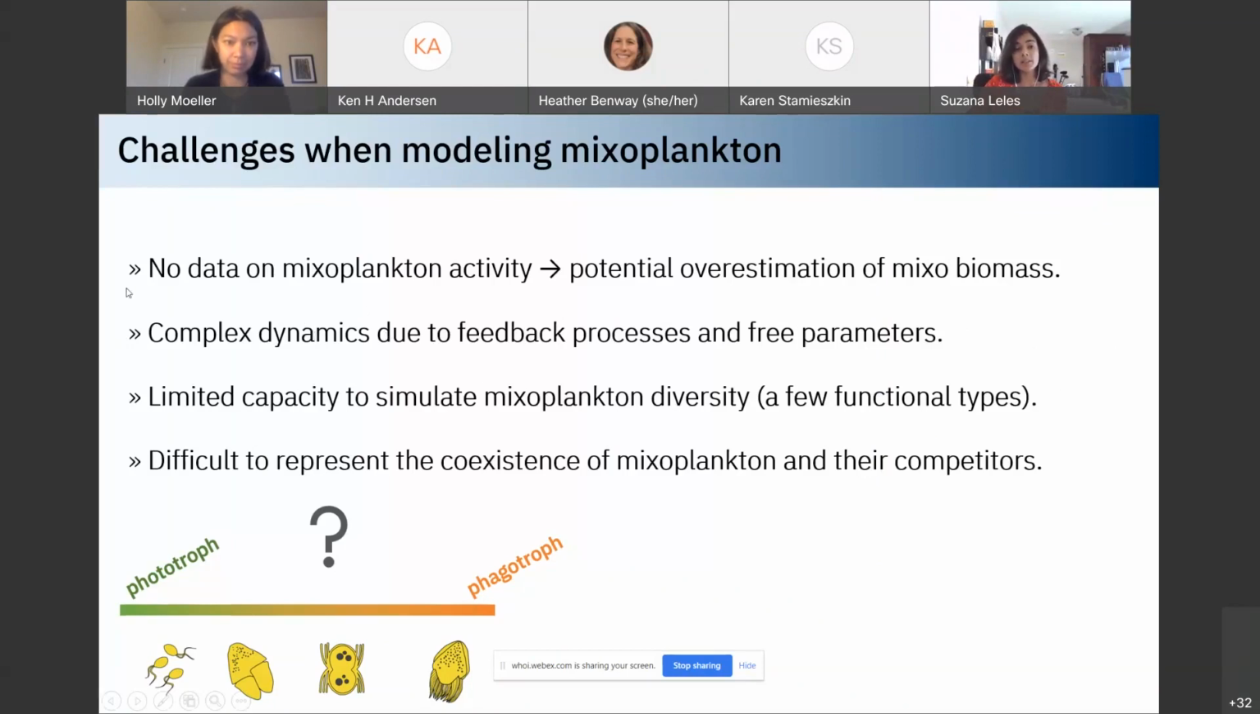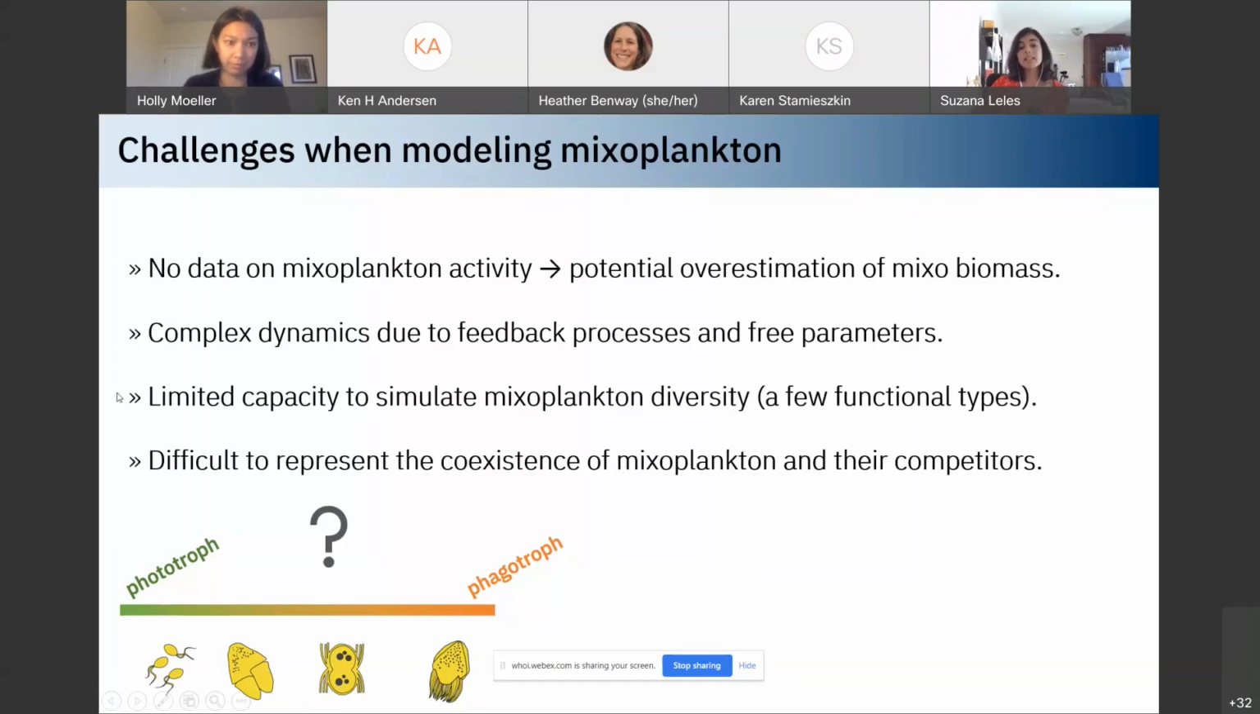Another limitation is that we don't have data on mixoplankton activity to validate our predictions. So we could use biomass data from this fixed station, but since we couldn't validate the plot that I showed you, how much phototrophic or the relative phototrophic growth of mixotrophs is, we might have overestimated mixoplankton biomass. So this is usually a limitation that is present in any modeling study regarding mixotrophs.